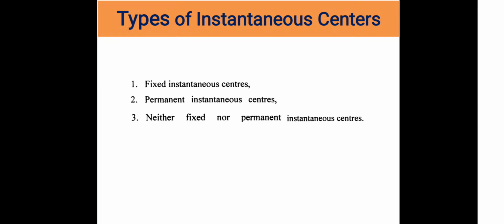Types of instantaneous center. The instantaneous center can be classified into three categories. One is the fixed instantaneous center, the next one is the permanent instantaneous center, and another one is the neither fixed nor permanent instantaneous center.